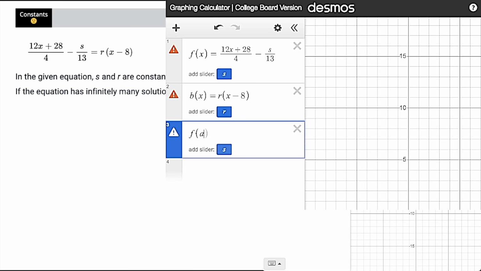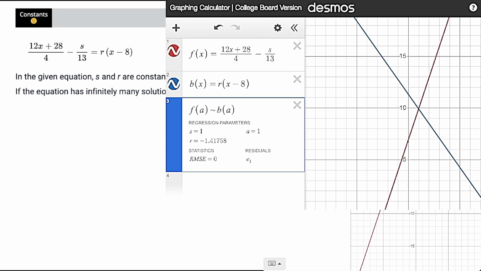We want to say f of a. So basically there's some value for x where f of x is equal, we have to use our tilde here, not our equal sign, to b of x. But again, it's going to be b of a because we're looking specifically for the x value where they're equal. And at first, it's going to tell us that s is 1 and a is 1.